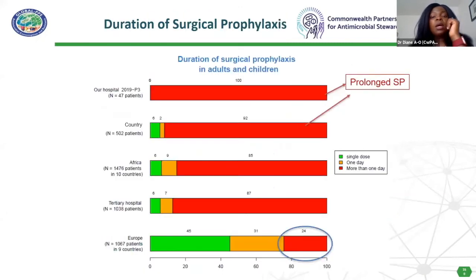Next slide. And then for surgical prophylaxis, one of the key things here is prolonged surgical prophylaxis. In this hospital, 100% was more than one day, whereas in the country it's 92% more than one day. Either way, it's still quite a lot. Compared to Europe, it's 24% more than one day, so there are still activities across different countries in Europe to try and bring that down. Because once you're going past the one day, it's no longer prophylaxis, it's treatment. Obviously, for some surgery you need to redose. For long surgery, you need to do two doses, but more than one day is no longer prophylaxis. Next slide.